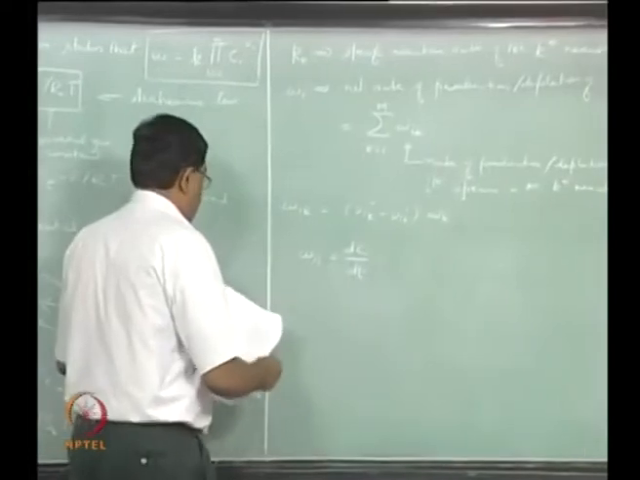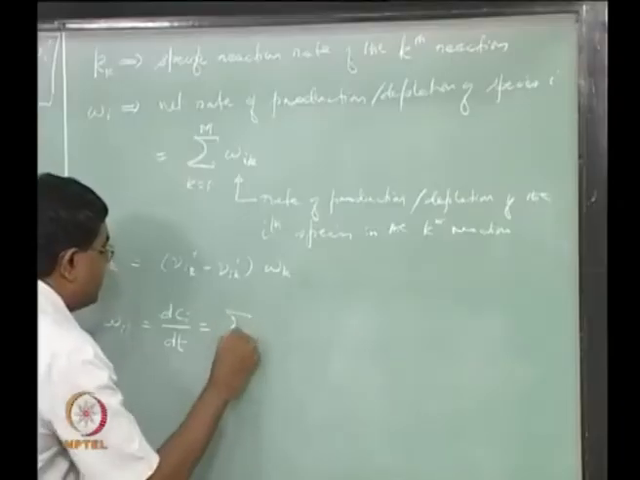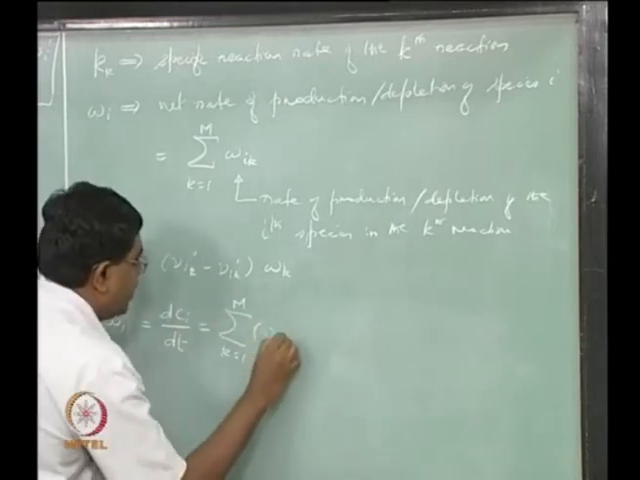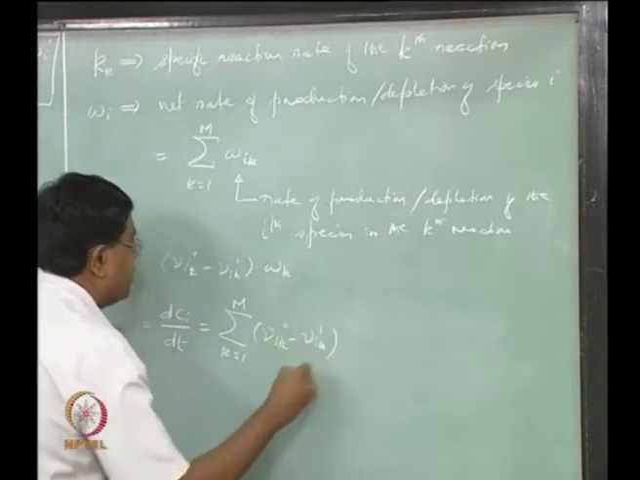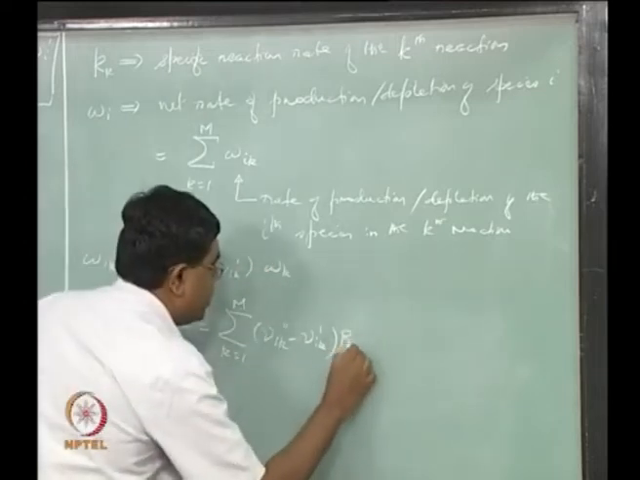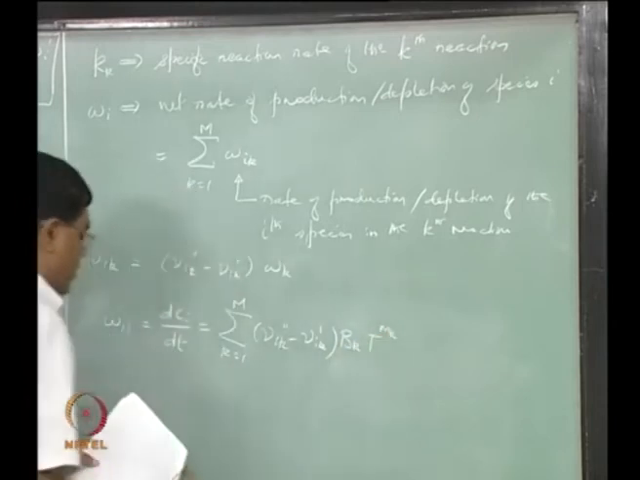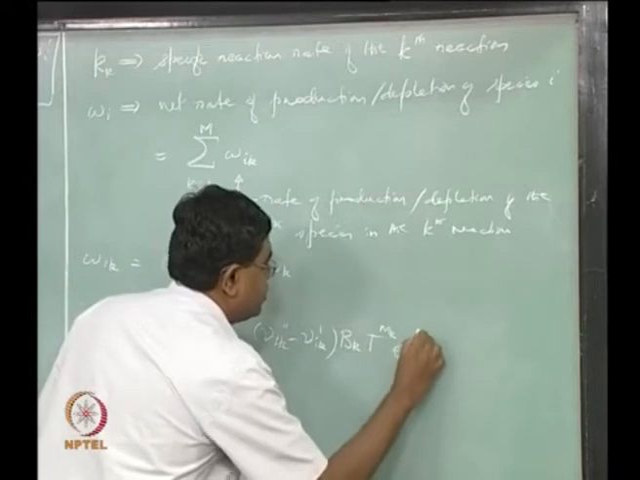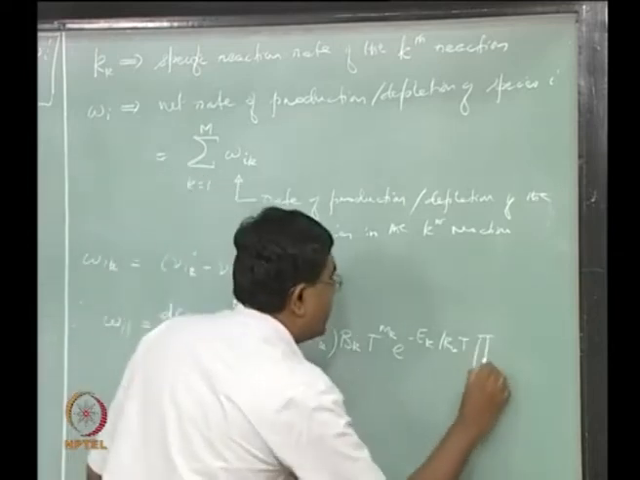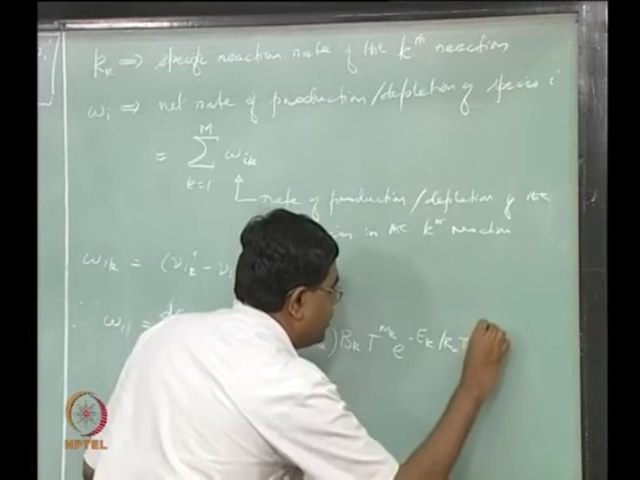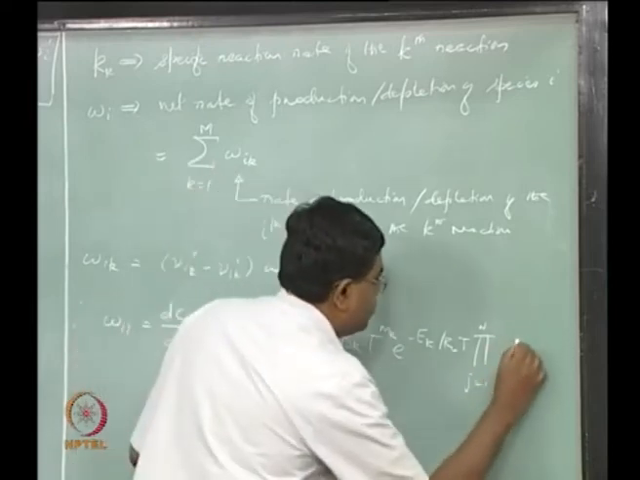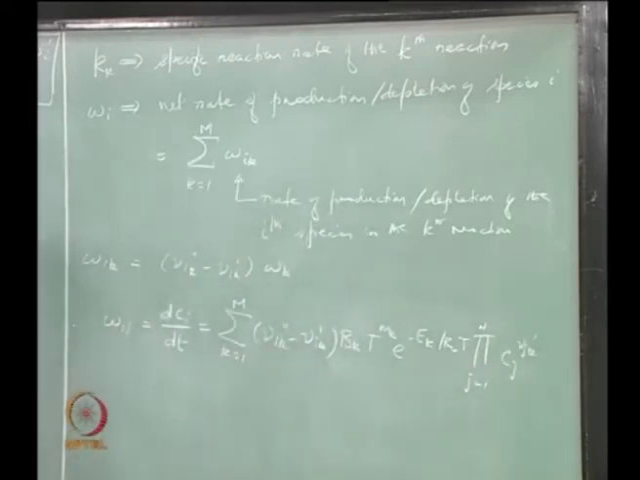So dci over dt is equal to sigma k equals 1 to m of nu ik double prime minus nu ik single prime, times omega k, and omega k is bk T to the mk, exponential of minus Ek over Ru T, times pi j equals 1 to n, Cj to the nu jk single prime. I'm just using a different running variable just to avoid confusion.